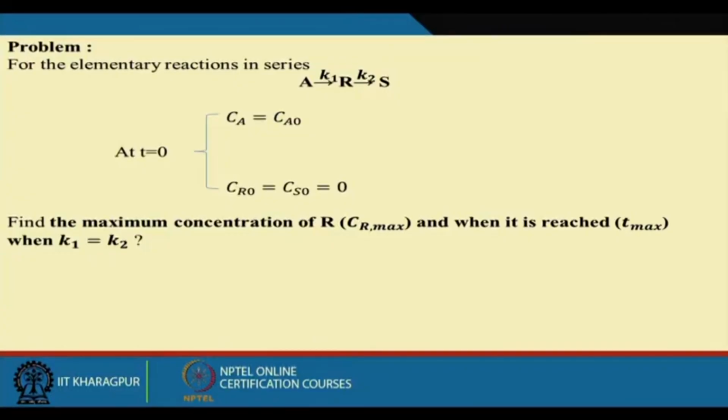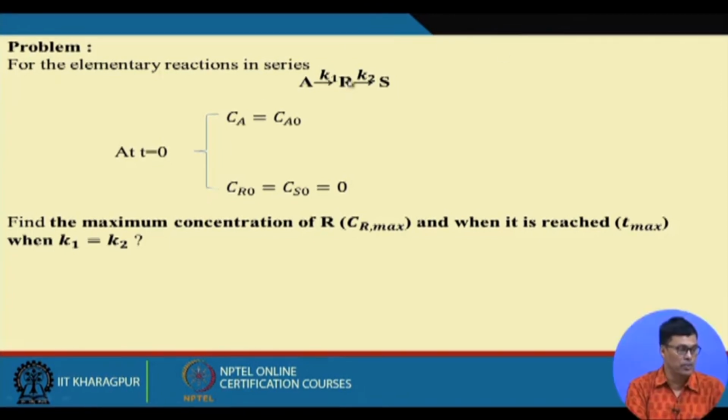Now the last problem that I am going to discuss is, as I told you, the biological process is a chain reaction, A to R and R to S.